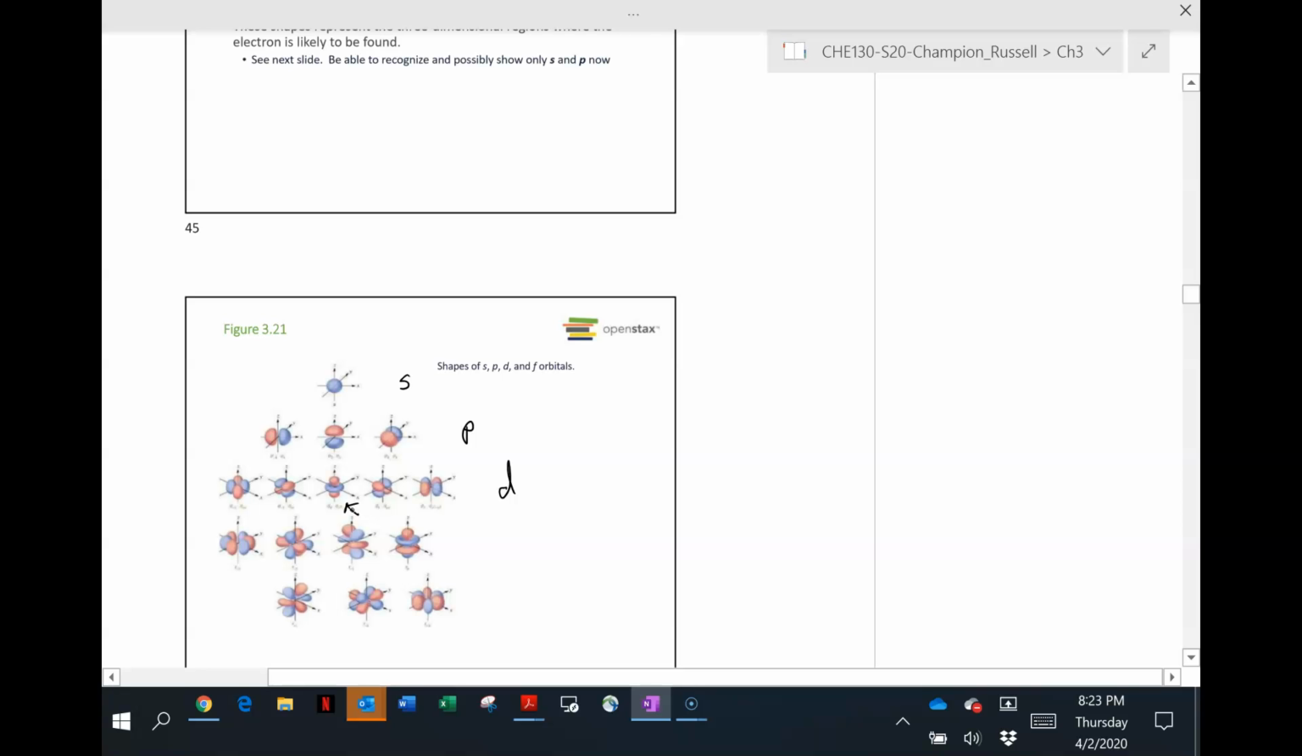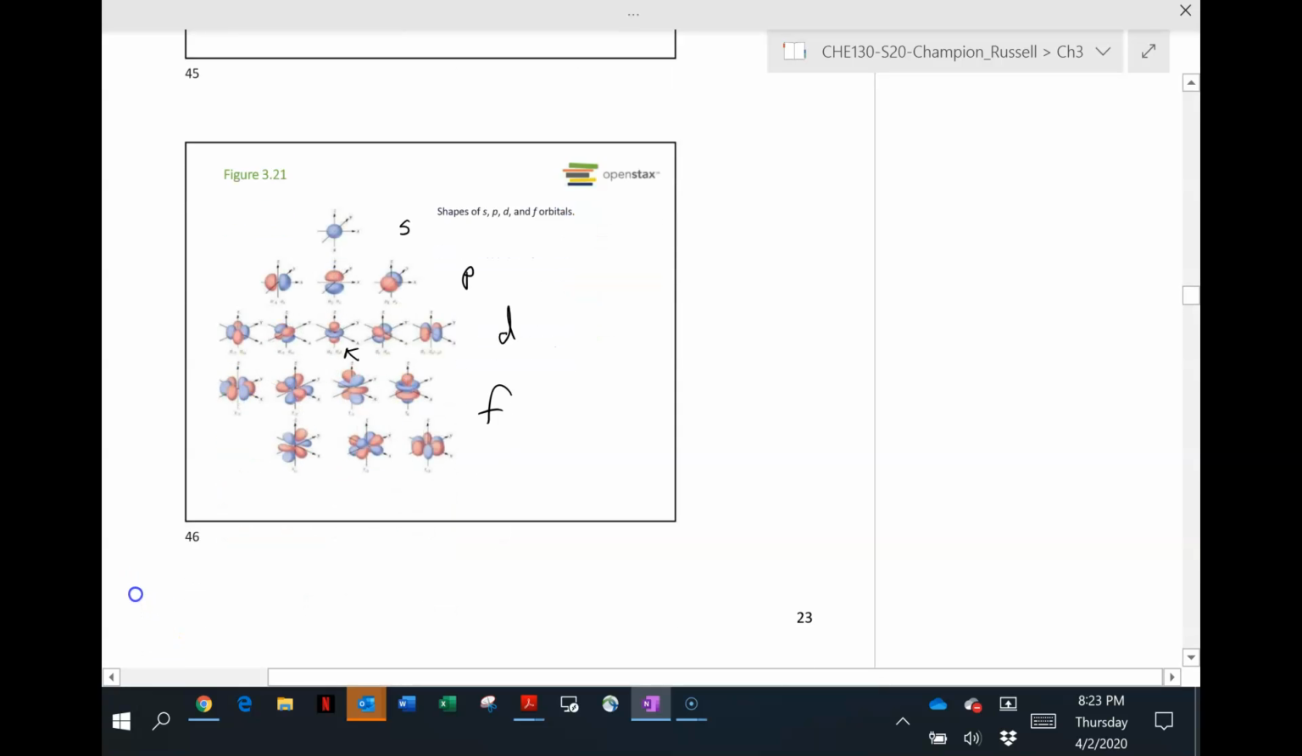And then your f orbitals are really weird. Oftentimes you have 8-lobe dumbbells. You also have the double donut one there. So some kind of cool 3-dimensional graphs, but that's the regions the electrons exist in.